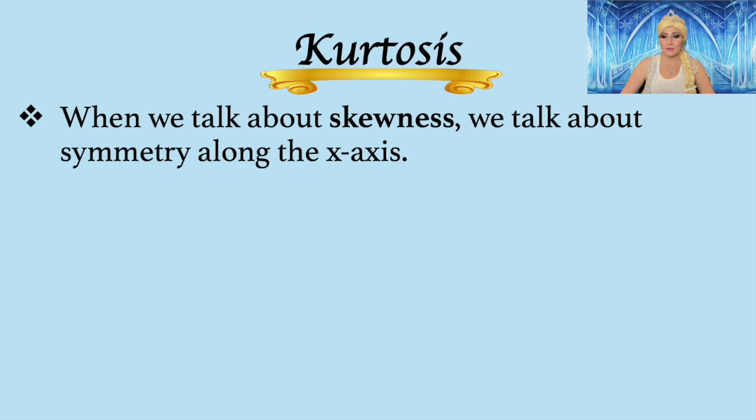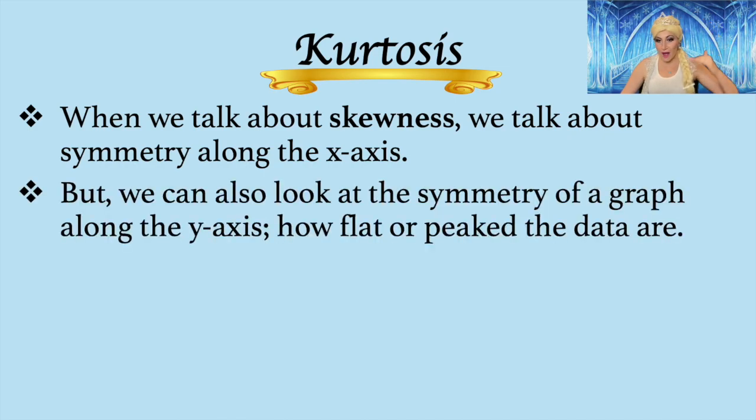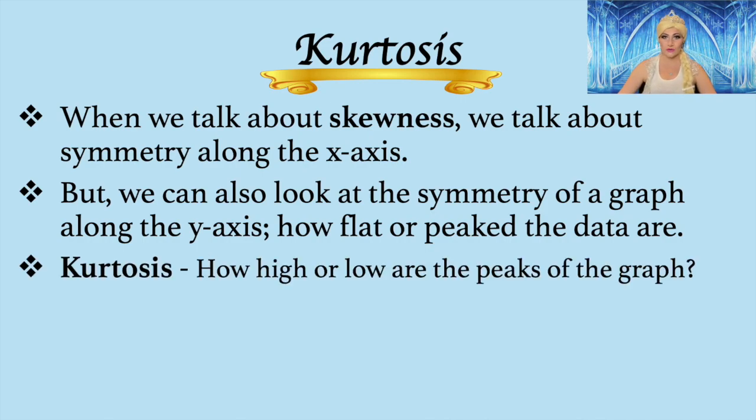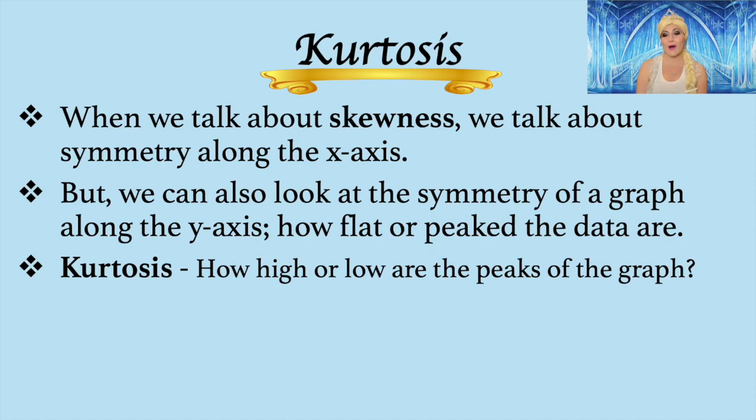But we can also talk about the symmetry of a graph along the y-axis, right? And that is typically going to tell us how flat or peaked a graph can be. So when we talk about how high or low the peaks of a graph are, we are talking about kurtosis. Not sure if you've ever heard this word before you joined a statistics course, but it was definitely news to me. So kurtosis determines how high or low the peaks of a graph are. And we have 3 different types of kurtosis.